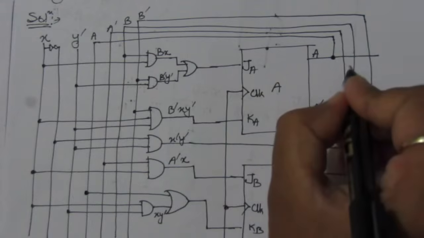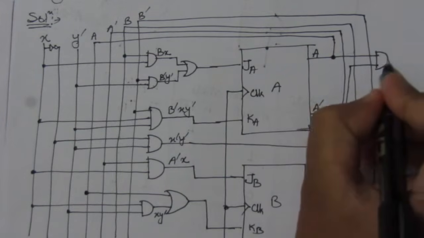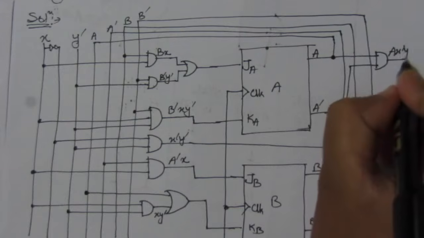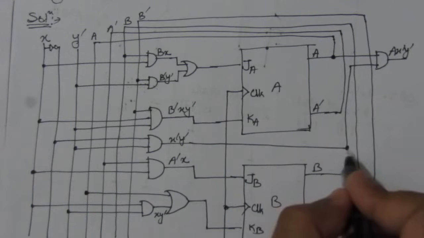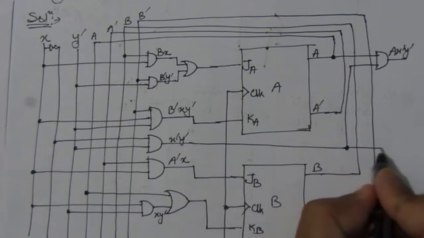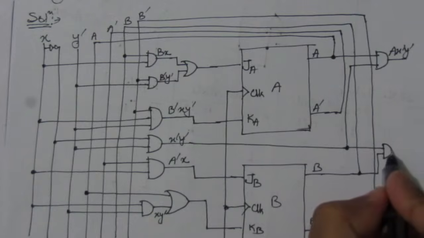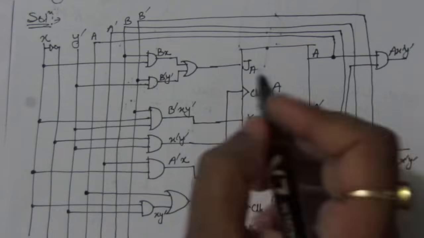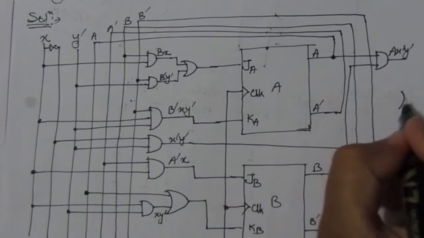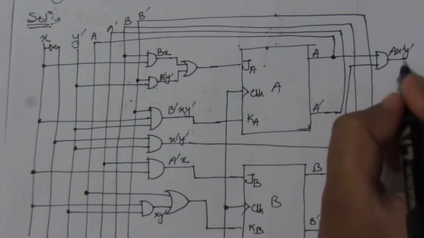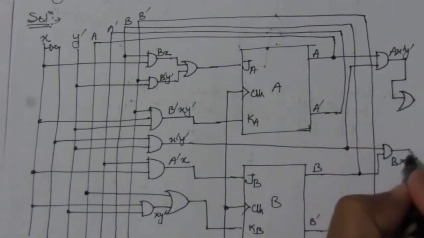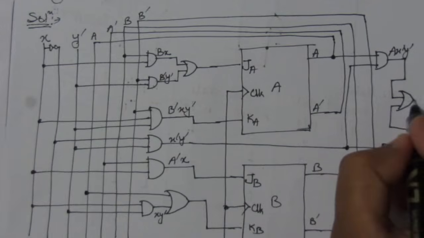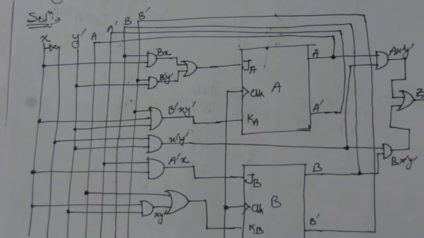You say AND gate, here we'll get A x bar y bar. After multiplying this with B, suppose we connect from here. You say AND gate, so here we'll get B x bar y bar. Now we have to add these two to get the output Z, so you say OR gate. These are the two inputs, and here we'll get the output Z. So this is the logic circuit as per the given equations.